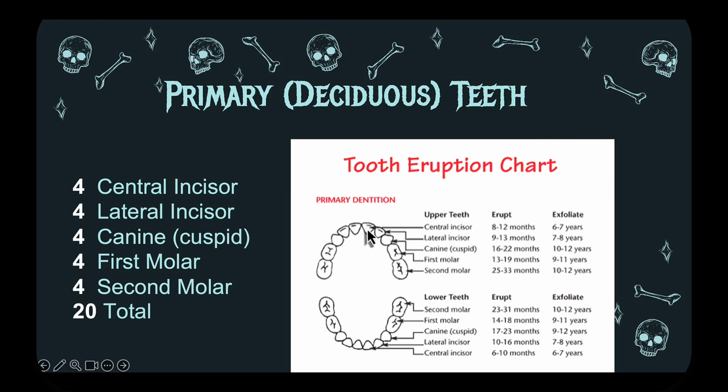We have our 2 central incisors in the front on the top and bottom, so a total of 4. Then we have the lateral incisors, 4 of those. Then the canine or cuspid teeth, 4 of those. 4 first molars and 4 second molars, for a total of 20 teeth.